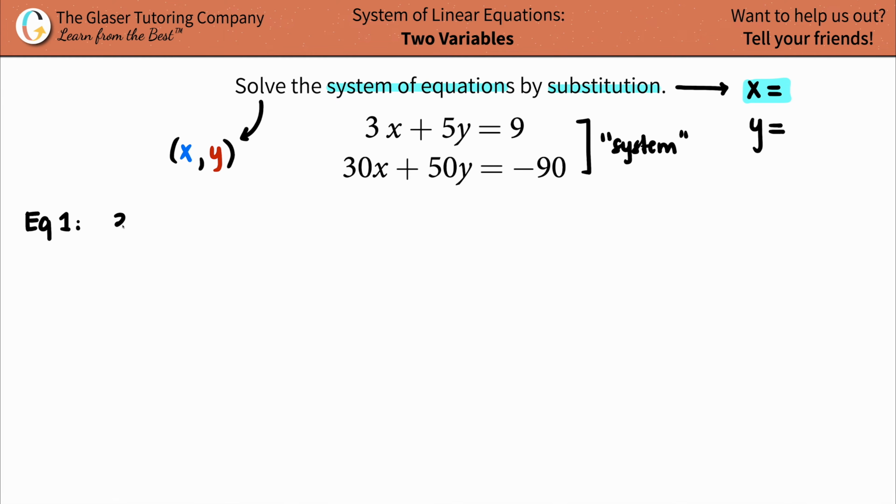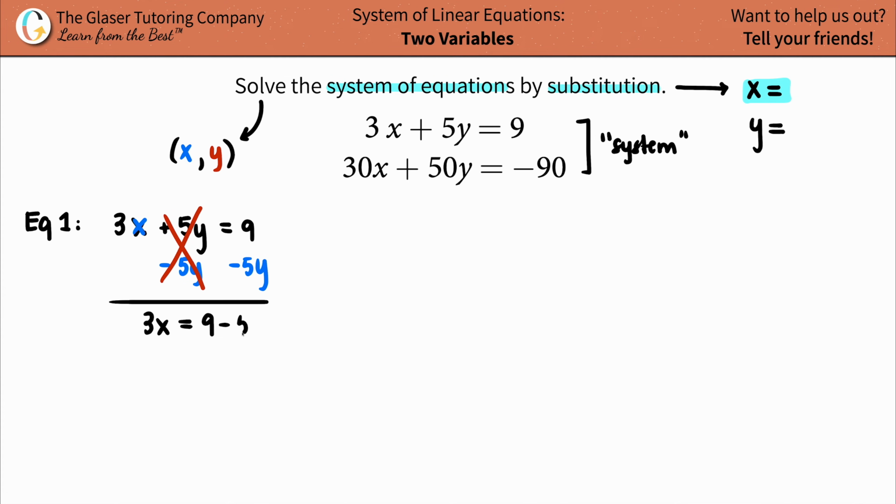So we have 3X plus 5Y equals 9. So I'm going to solve for that X, which means that I got to pull the 5Y on over to the other side. So that's minus 5Y on both sides. This goes bye-bye, you 5Y. Sometimes you just got to crack yourself up. 3X equals 9 minus 5Y. And now we want to solve for the X. So I'm just going to divide by 3 on both sides.